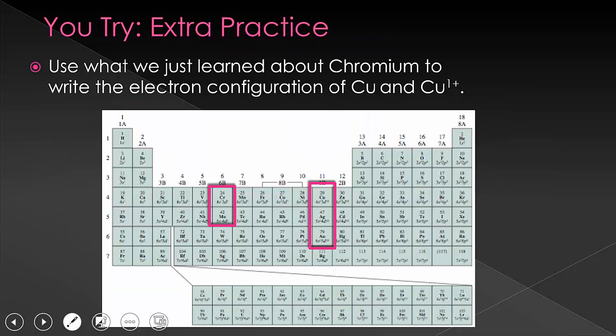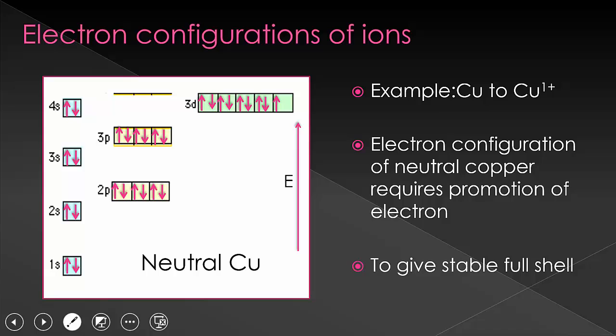Now I want you to try to do one on your own. Doing exactly the same thing that we just did with cobalt, do this for copper and copper 1+. Pause the video, come back when you think you have it figured out. Here we have what neutral copper would look like if we followed the normal way of filling orbitals and just went from low to high.